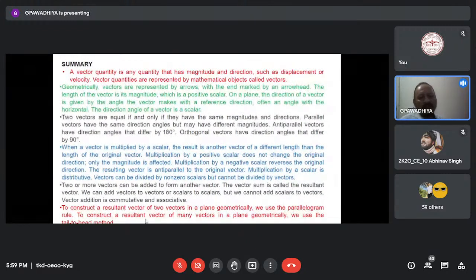To construct the resultant vector of two vectors in a plane geometrically, we use the parallelogram rule, and to construct the resultant vector of many vectors in the plane geometrically, we use the tail to head method. So this is what we have studied today. Let's stop here.